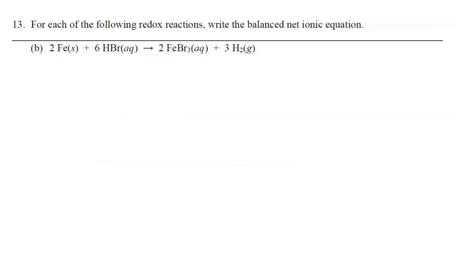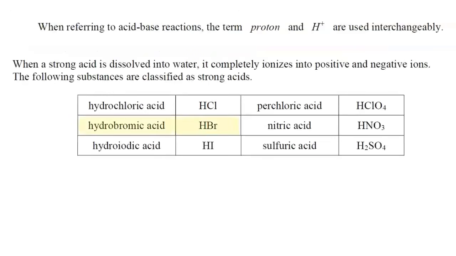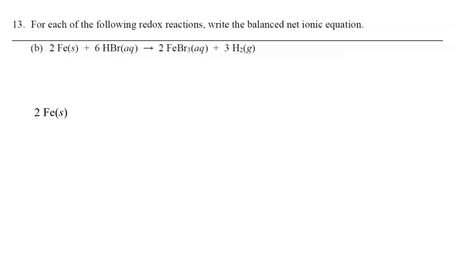The first thing I see is iron. It's a solid, so we're not going to change it, so leave it as is. Hydrobromic acid is one of the 6 strong acids, so we split that up, and there's a 6 in front of the HBr. So when we split this up into ions, it's going to be 6H plus and 6Br minus.